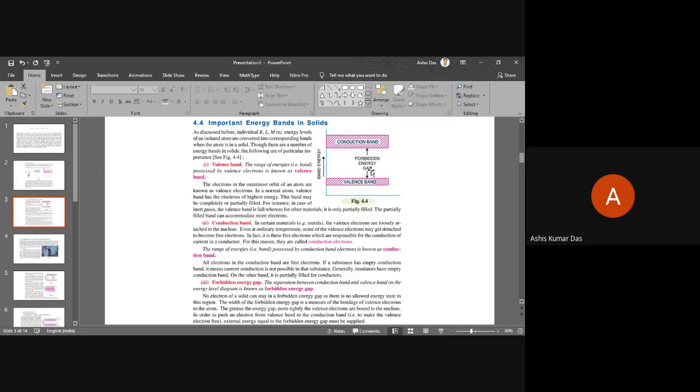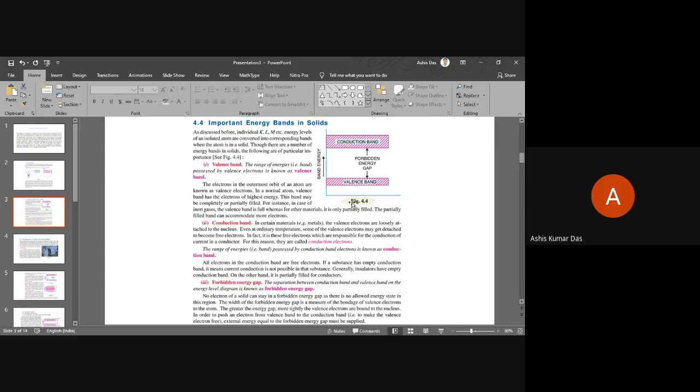But in the case of an insulator, what we observe is that the number of free electrons in the conduction band is nearly equal to 0. That means there are no free electrons available in this conduction band. But if you look at the semiconductor, the distance between the valence band and the conduction band is not so large as in an insulator.